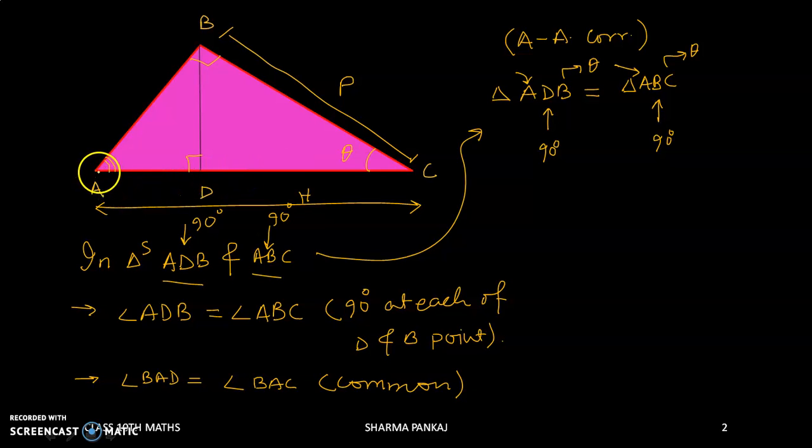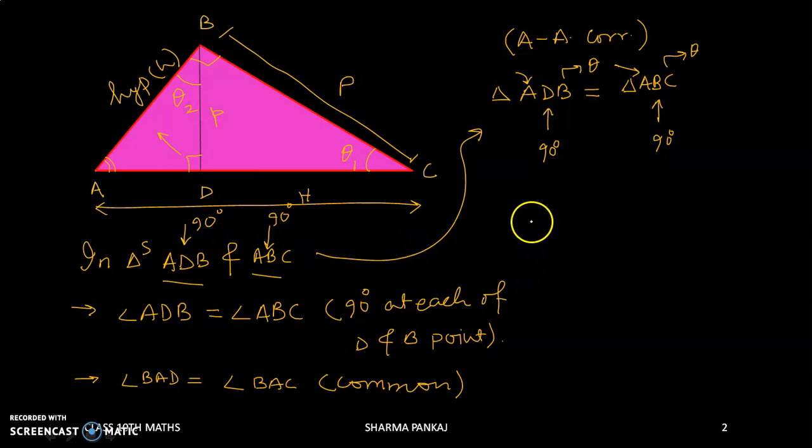Now come for the triangle ADB. Opposite to 90 degree, there is hypotenuse, call it small h. Now this is the perpendicular we have drawn. So in between hypotenuse small h and small p, there is angle theta. Call it theta 1 or call it theta 2. There is no problem.